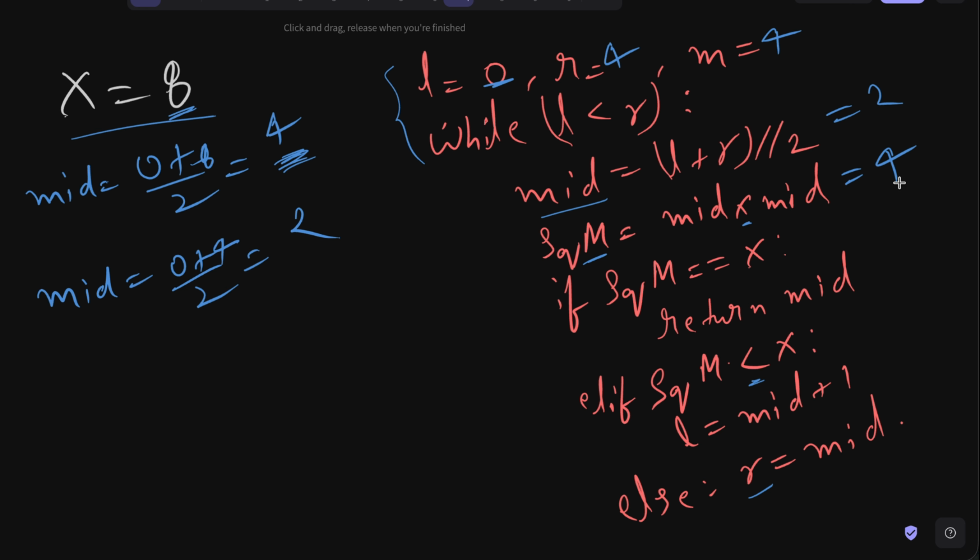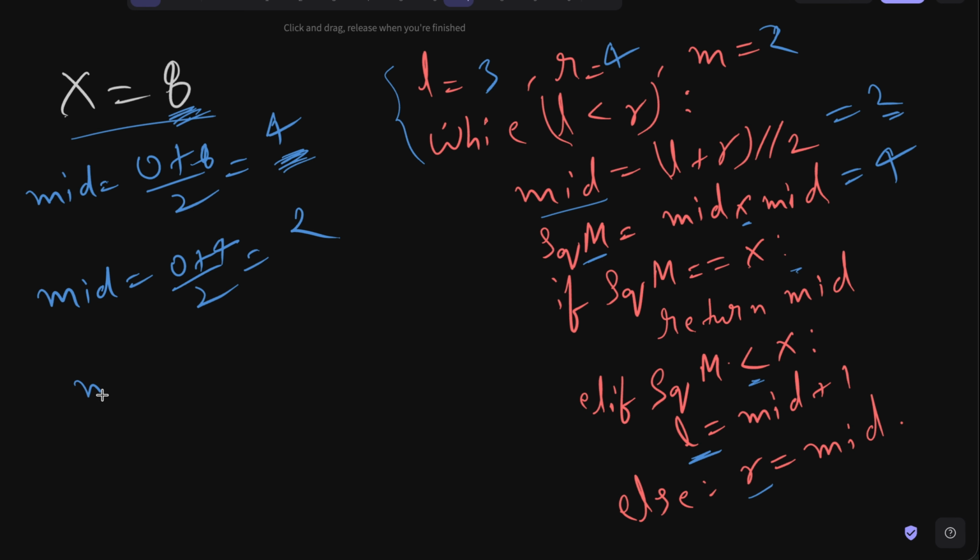And now we will check, is 4 equal to 8? It is not equal to 8, so we are not going to do anything here. Is it less than 8? Yes, 4 is less than 8, so we will shift the L to mid plus 1. So L will become mid plus 1, that is 2 plus 1, that is 3. So L will now be 3, and mid is also changed, so mid is 2.